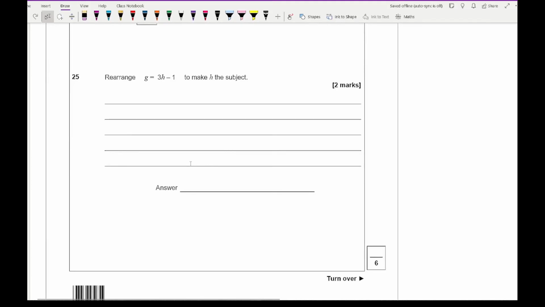Question 25, it says rearrange G equals 3H minus 1 to make H the subject. So for this, if I just write down the question. Let's get rid of the 1 first. We do that by adding 1. I've got G plus 1 equals 3H. I then need to get rid of the 3, so I divide by 3. So it's going to be H equals G plus 1, all divided by 3.